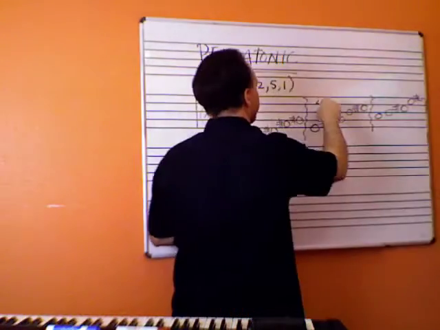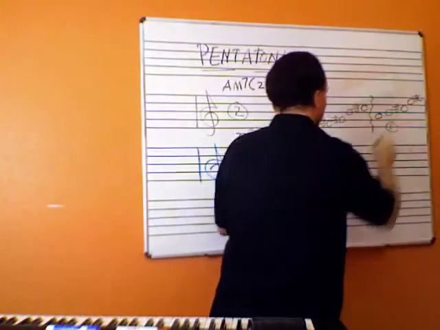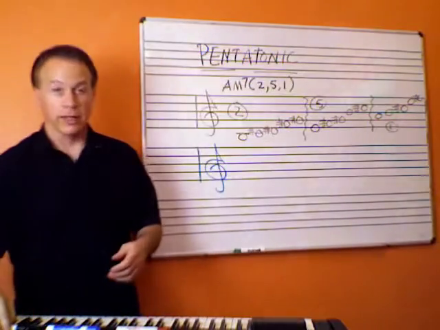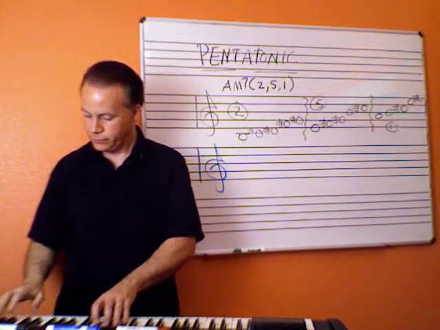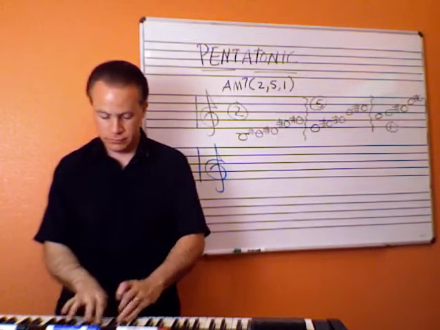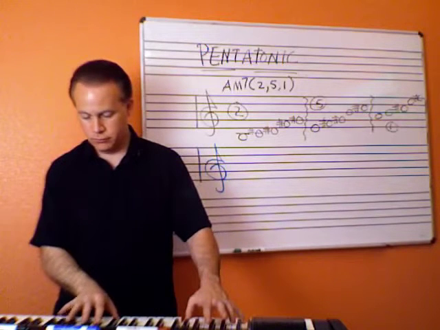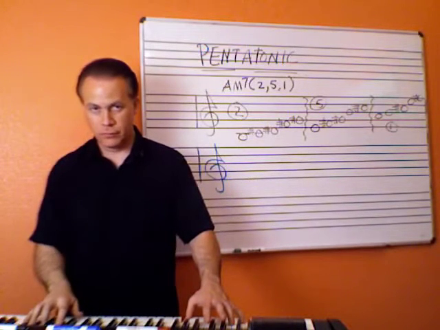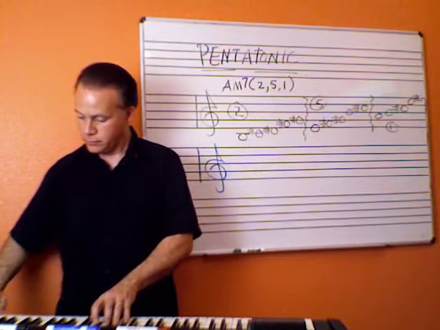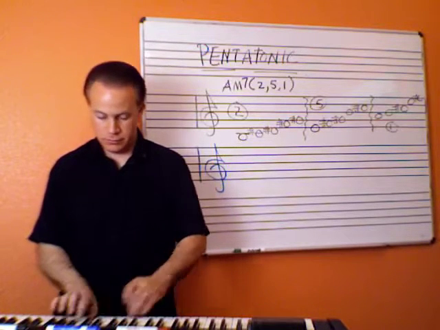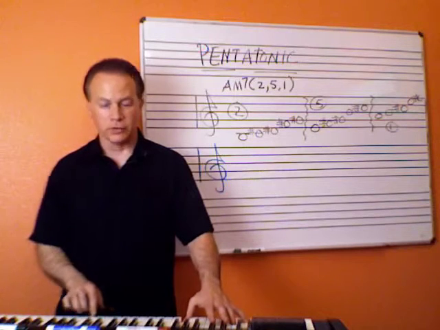And there are our 3 pentatonic scales that sound great on an A major seventh. 2, 5, which is E, and 1, which is A.